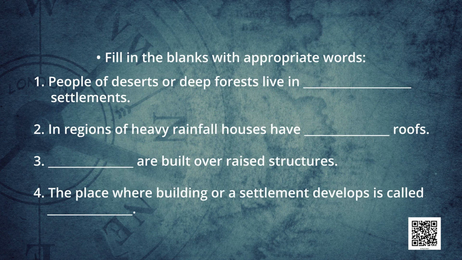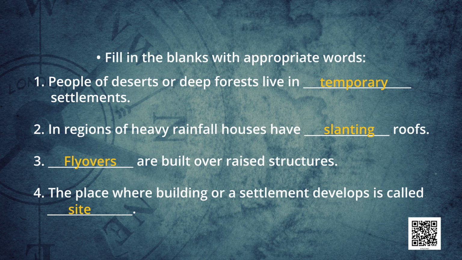Alright, let's fill some blanks. People of deserts or deep forest live in temporary settlements. In regions of heavy rainfall, houses have slanting roofs. Flyovers are built over raised structures. The place where a building or settlement develops is called site.